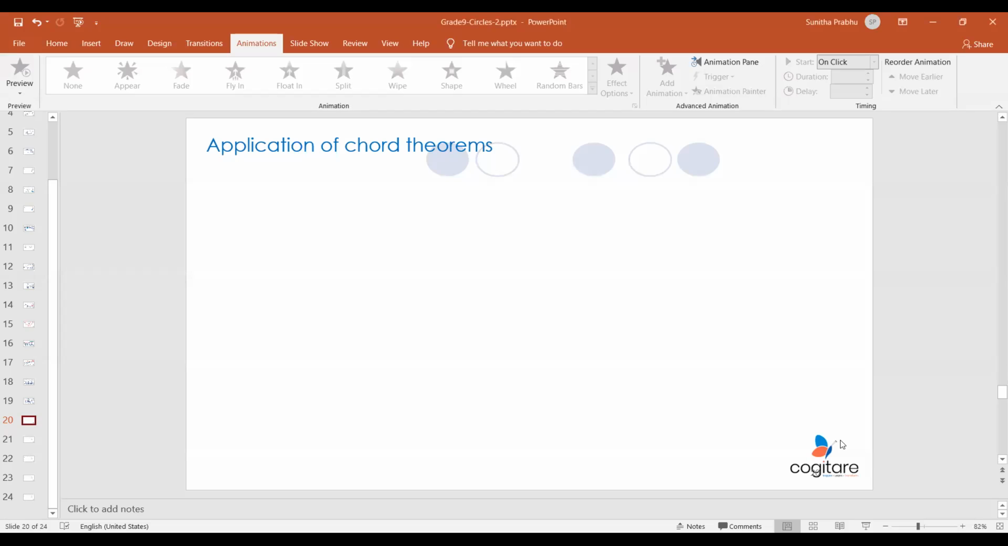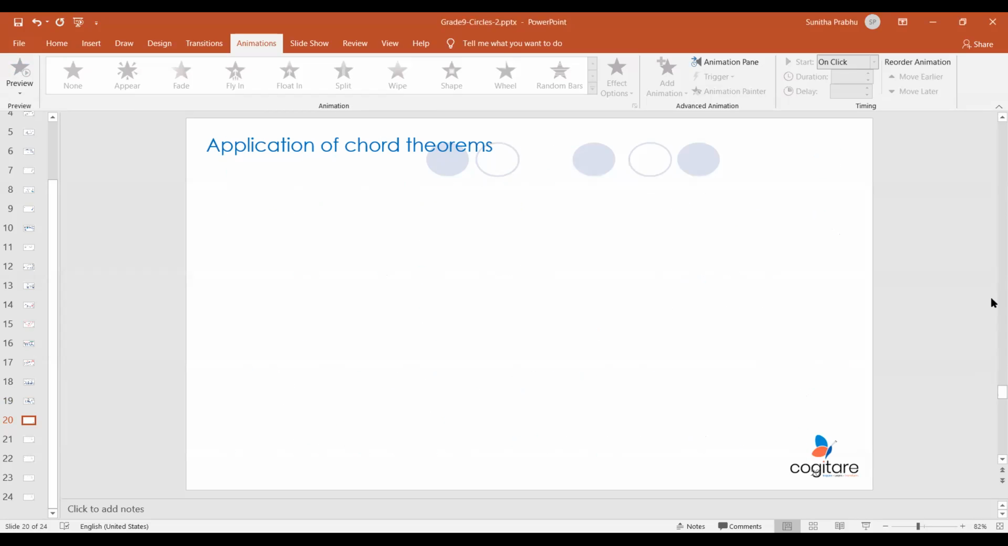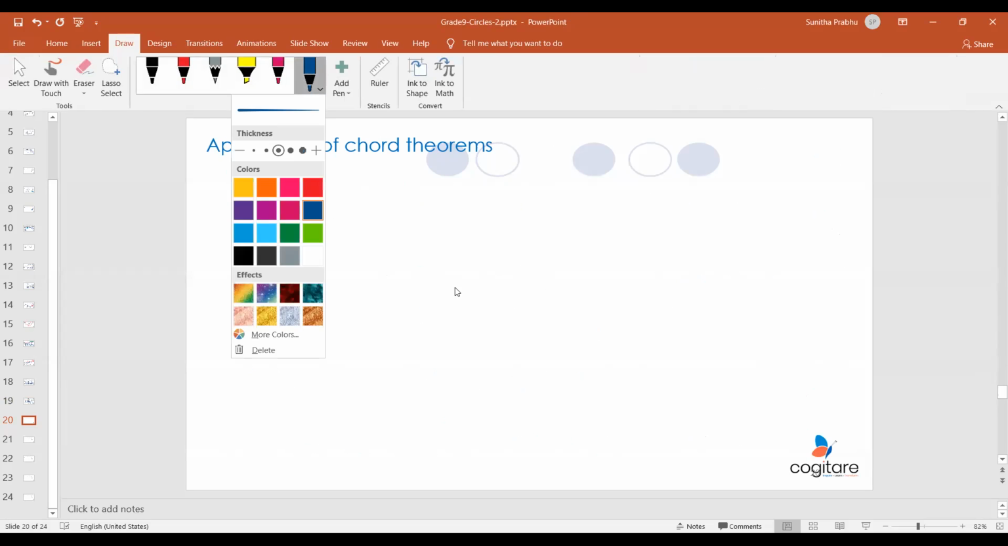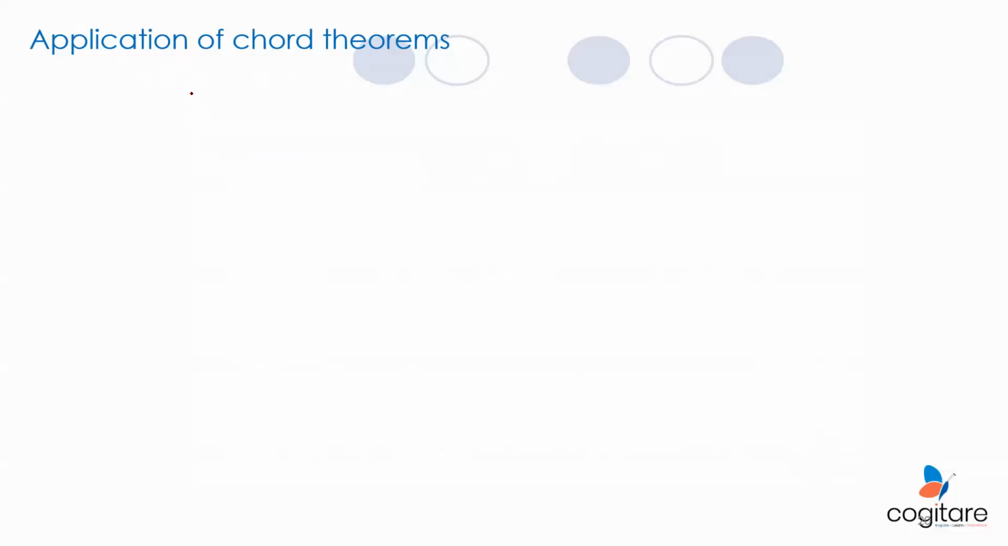Hello folks, so last time we looked at 3 theorems on circles, especially theorems related to chords. Let's quickly summarize that before we move on to the new ones. Let me share my screen. Okay, so the first 2 theorems were about equal chords, right?